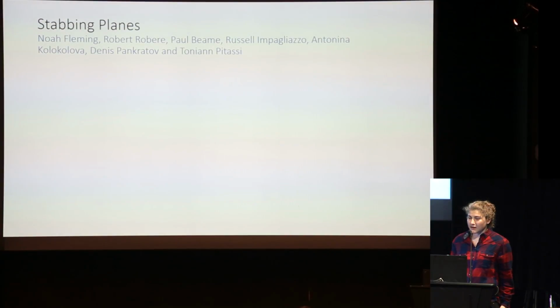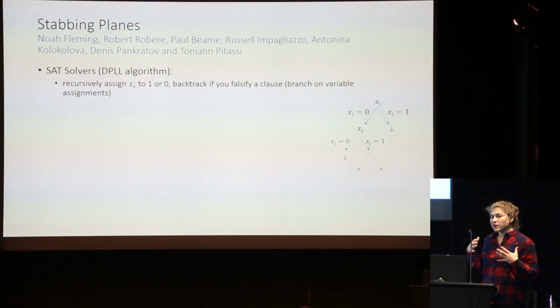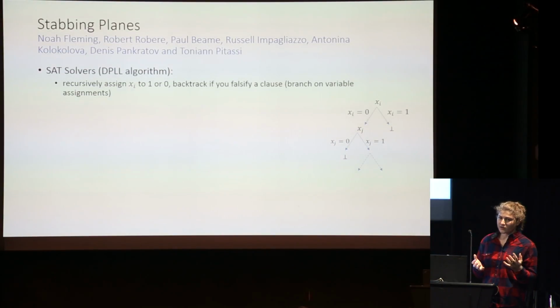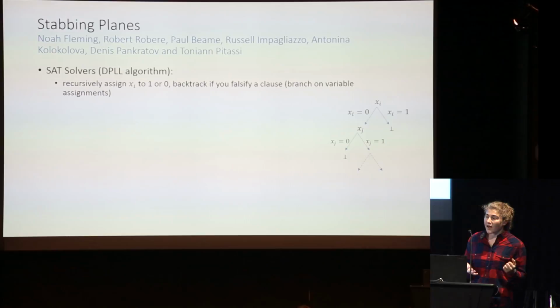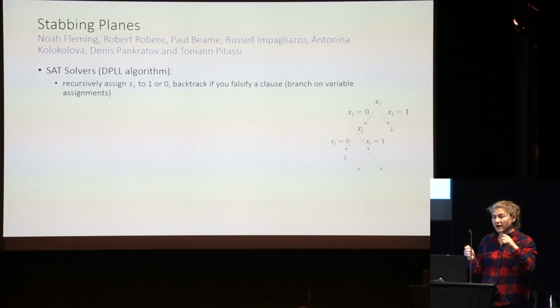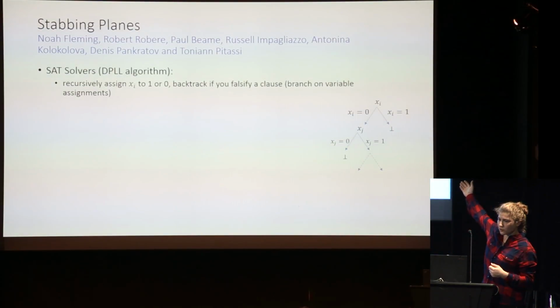The second paper is called Stabbing Planes. Think back to SAT solvers and the DPLL algorithm. This is probably the algorithm that modern SAT solvers are based on, and it works as follows. You have some SAT formula, and at every step you assign a single variable to either 0 or 1, so you branch on the value of this variable, and if you reach a contradiction, you back up and unwind the recursion, and then you continue. So here's a visual representation of what's going on.